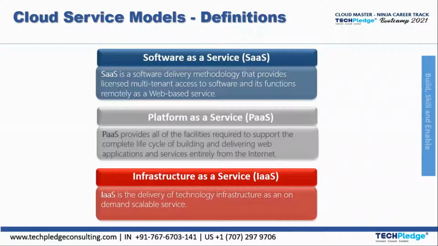As you can see, software as a service is a software delivery methodology that provides licensed, multi-tenant access to software and its functions remotely, as a web-based service. For platform as a service, PaaS provides all the facilities required to support the complete life cycle of building and delivering web applications and services entirely from the internet. And for the third, infrastructure as a service, IaaS is the delivery of technology infrastructure as an on-demand scalable service.